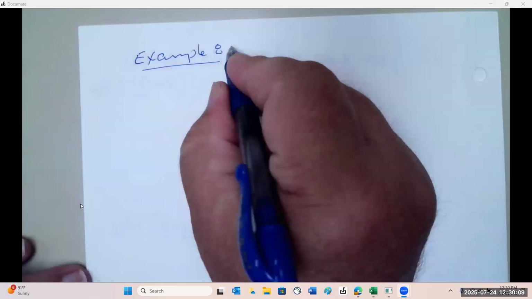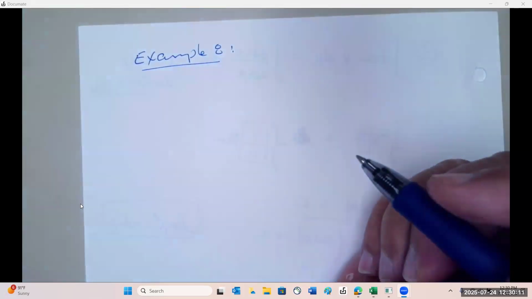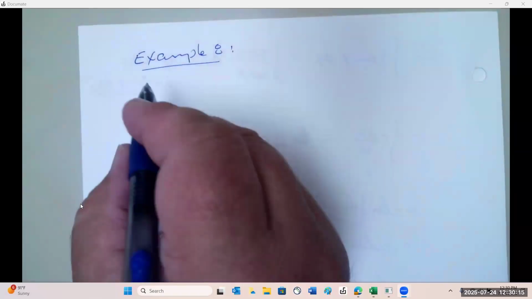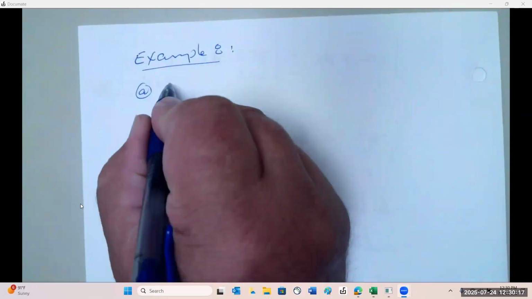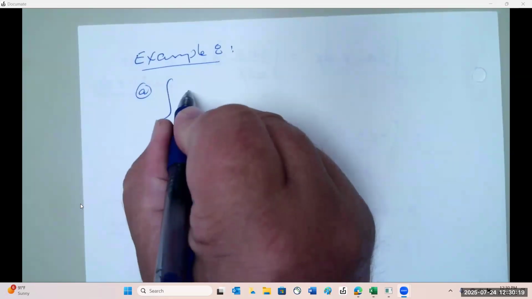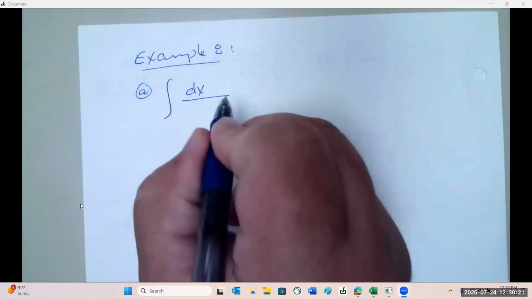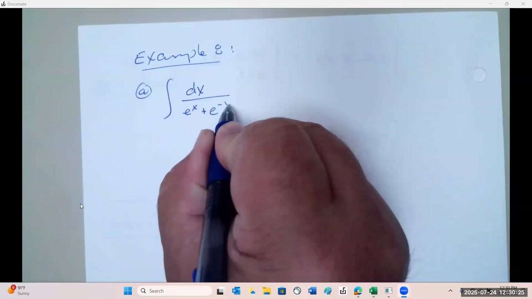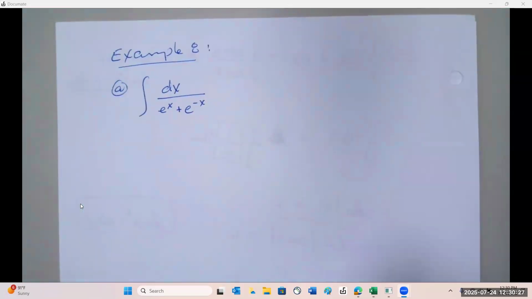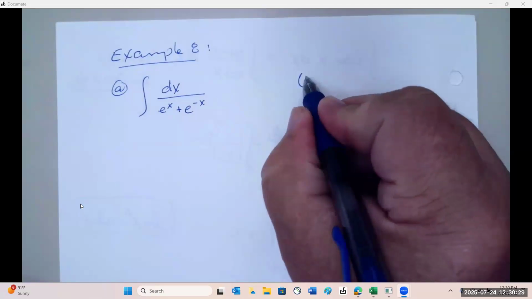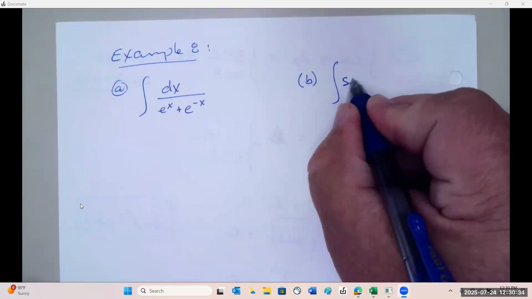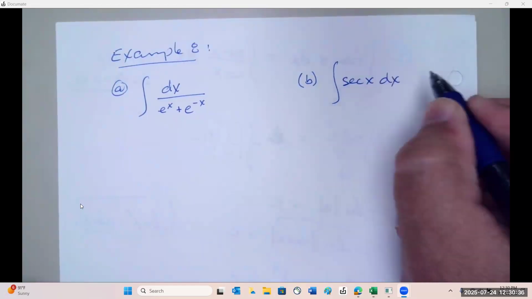So the last example was using trigonometric manipulations, identities. Now let's look at algebraic manipulations. The integral of dx over e to the power x plus e to the negative x. We're going to look at both of these. The integral of secant x dx.